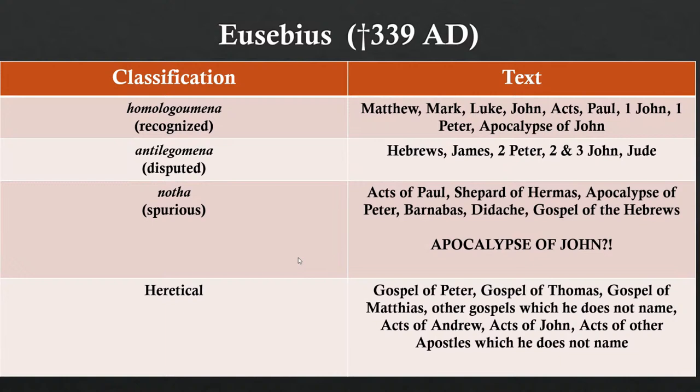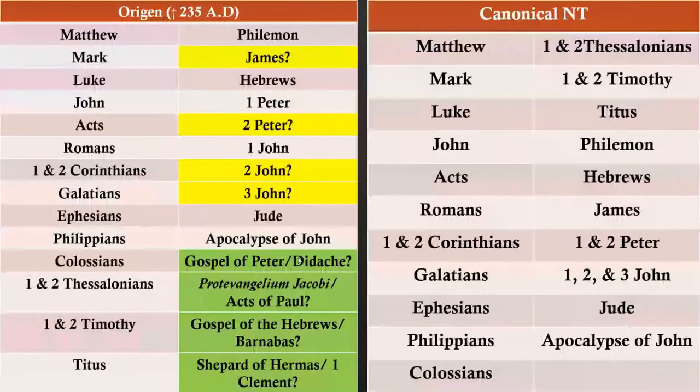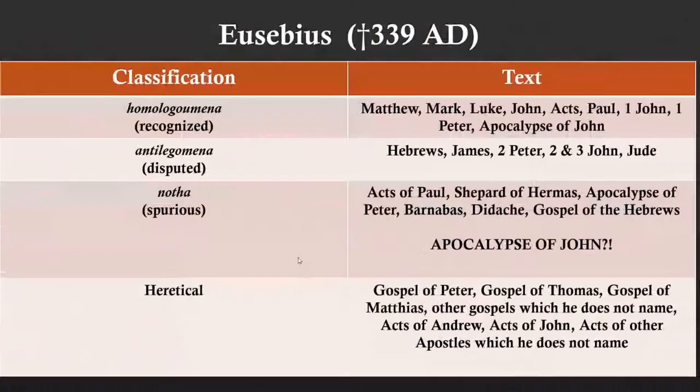Then, in the last category, we get some Gospels which he deems as heretical: Peter, Thomas, Matthias, and some books of Acts of Andrew, John, and others, which he doesn't name, as also heretical. You'll notice most interestingly here in the heretical group is the Gospel of Thomas, which Eusebius's old master, although not directly, Origen, regarded as authoritative. But by the time of Eusebius, a few decades later, they've decided the Gospel of Peter's gone. That one's done.